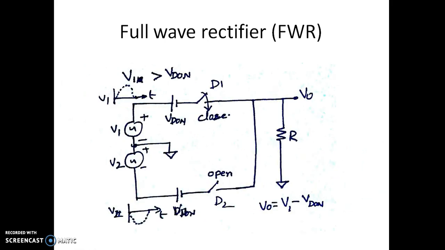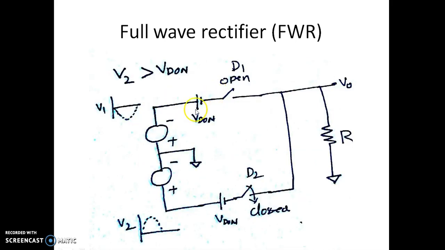Again, during the positive half cycle of the input voltage, that is V1, the V2 is actually negative half cycle. So when this is positive, so when V1 is greater than VD on, this switch is closed, that is this will be short circuited, whereas this is open. Since it is short circuited, the current flows from V1 through this diode D1 and goes to ground. So output is given by V1 minus VD on. So whatever the voltage you have, the output voltage is that voltage minus the VD on.